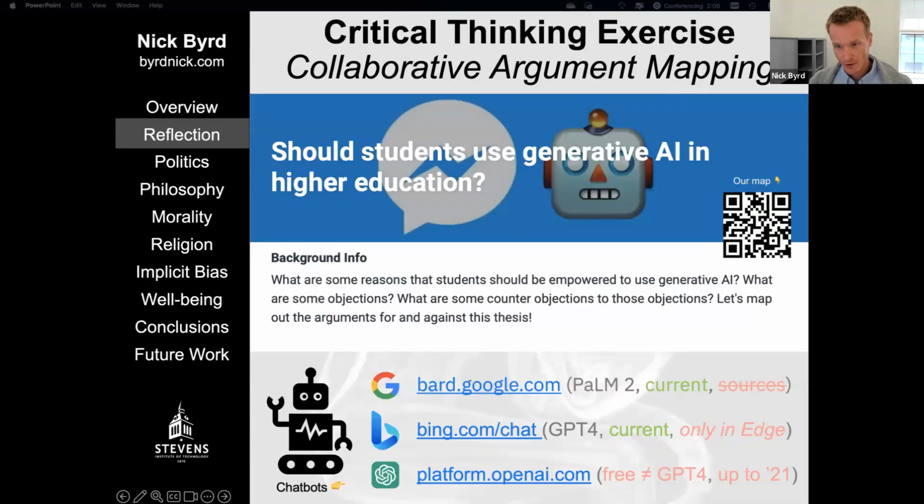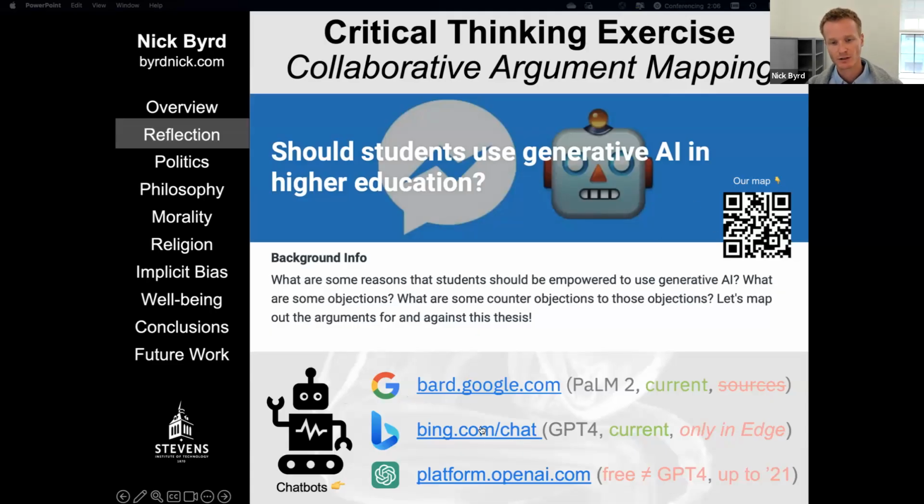So you can use the QR code on the screen, and I'm also going to put the URL in the chat, and that will take you to the collaborative web page for the argument map that I've created. You will have to create an account if you want to participate in the mapping exercise. You can get started now if you want to jump over there and you've already used these things.